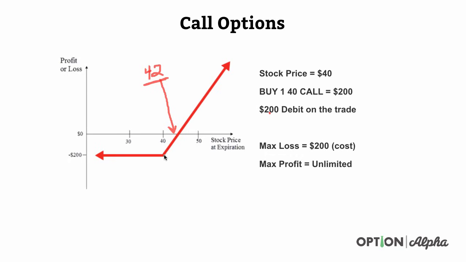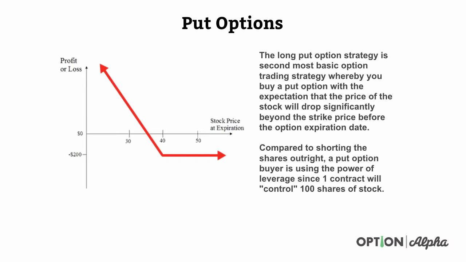You'll start making money as the stock goes beyond the 40 strike, but you really won't make any money net of your cost to get into the trade until the stock moves beyond $42. Okay, so hopefully that's a really good example of a basic long call option. All right, so now let's turn things around and let's look at put options.